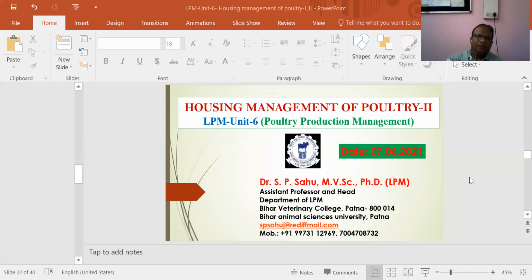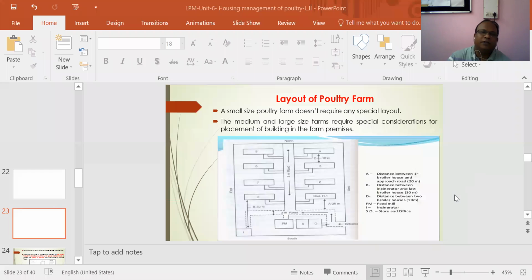What are the requirements for a housing system? Temperature, floor space, feeding space, watering space, and site selection for a poultry farm. These topics we have already discussed, and today we'll discuss the layout design, that is the layout of a poultry farm, and how the different types of buildings should be arranged at a poultry farm.